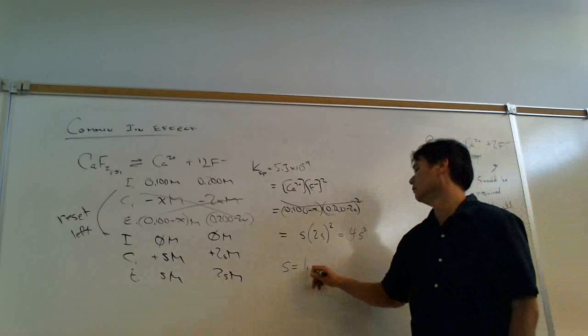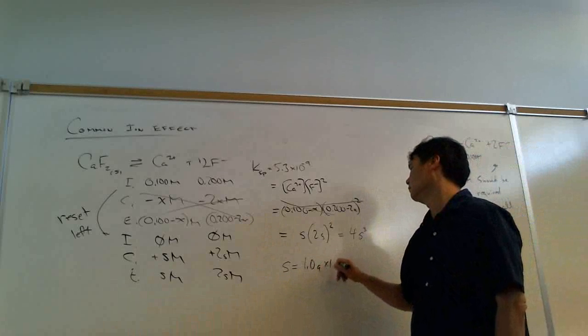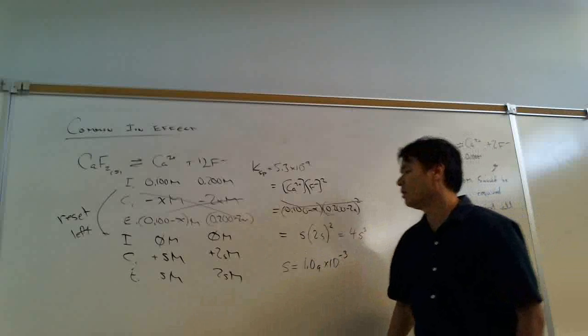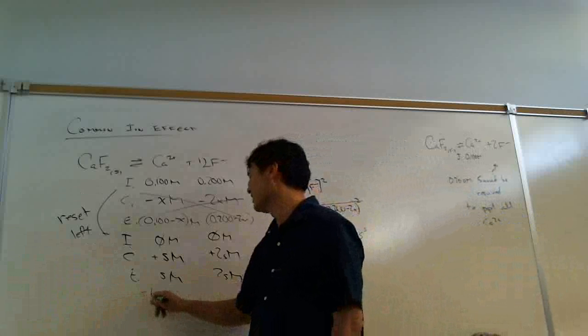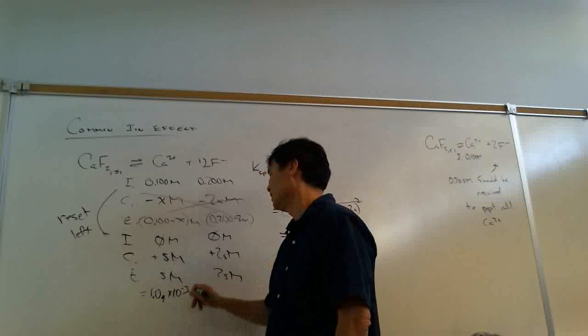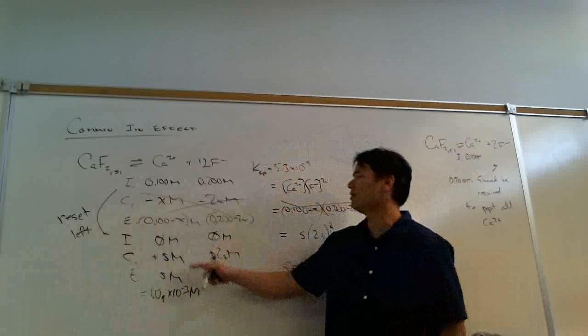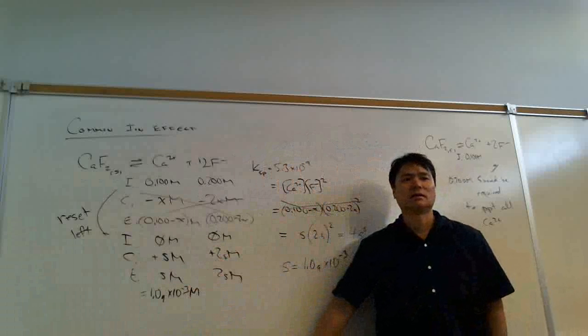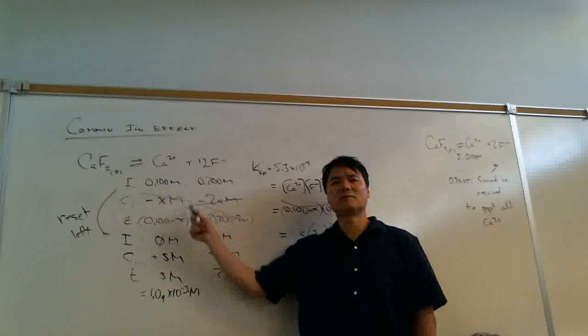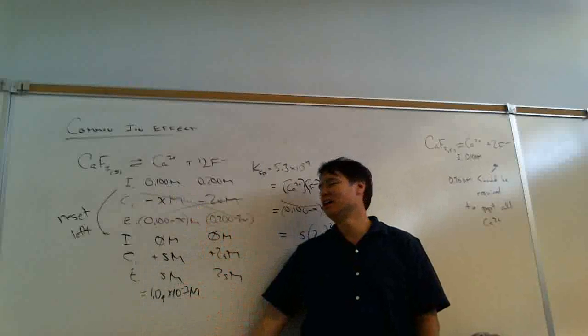1.09 times 10 to the negative 3. Huh. Did we precipitate out all the calcium? We started with 0.100 molar. Did I precipitate out all the calcium? No. No, there's still some remaining.